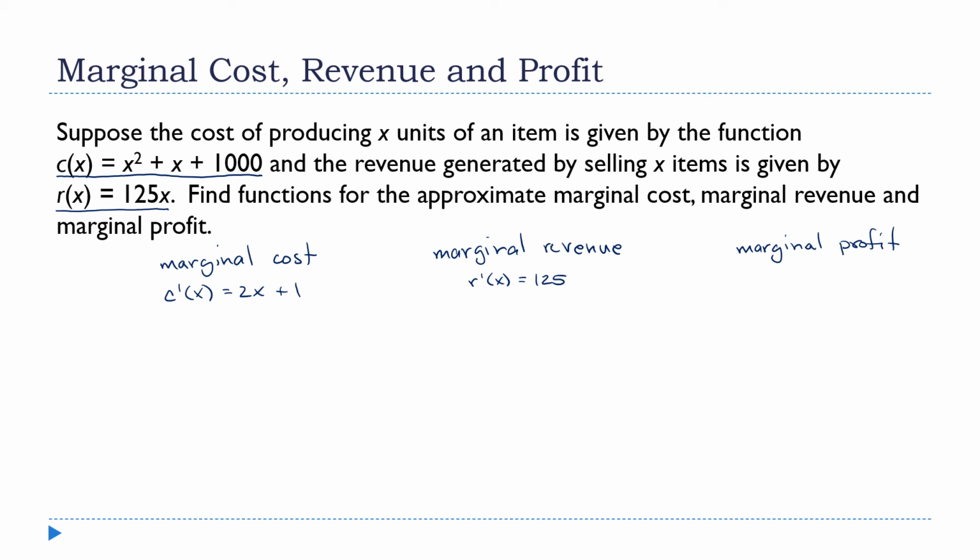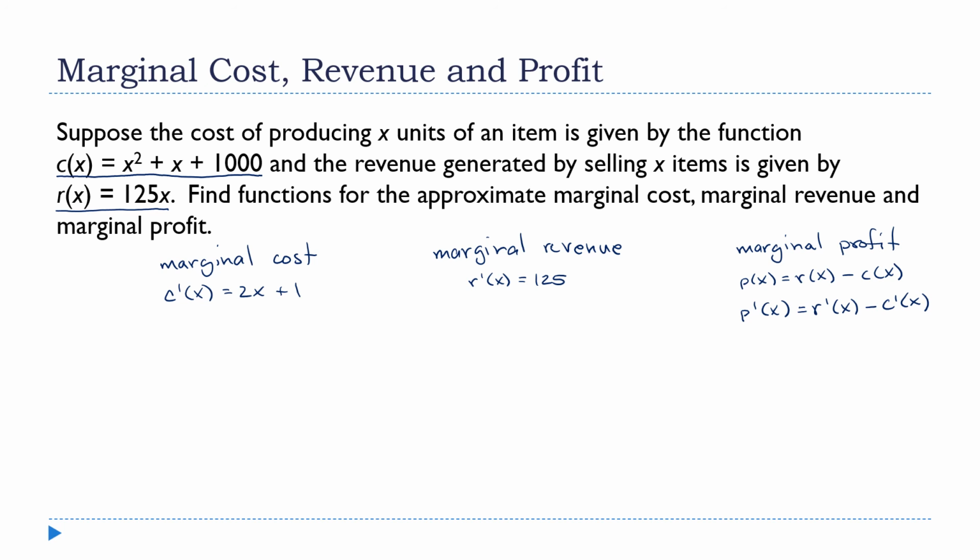And finally, the profit. Okay, here we're going to have to work a little bit. How do you determine the profit? Well, the profit is your revenue minus your costs. Now you could put 125x in here for the revenue and x squared plus x plus 1,000 for the cost, and find an actual function for the profit, but I wasn't asked that. Look, let's apply one of our derivative rules. Let's just differentiate both sides of this thing. If I do that, p prime of x is r prime of x minus c prime of x.